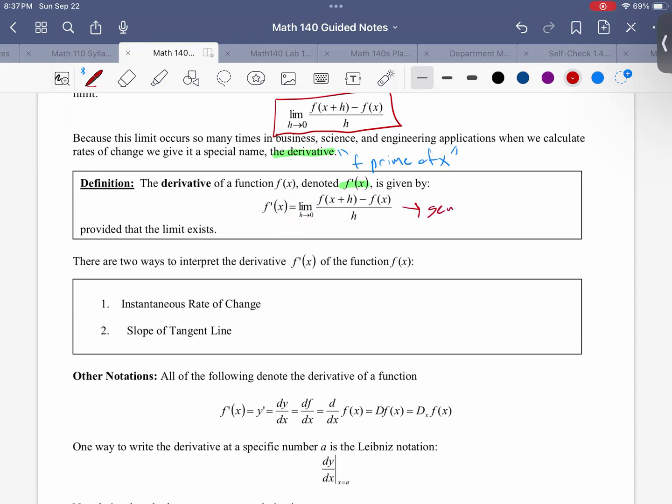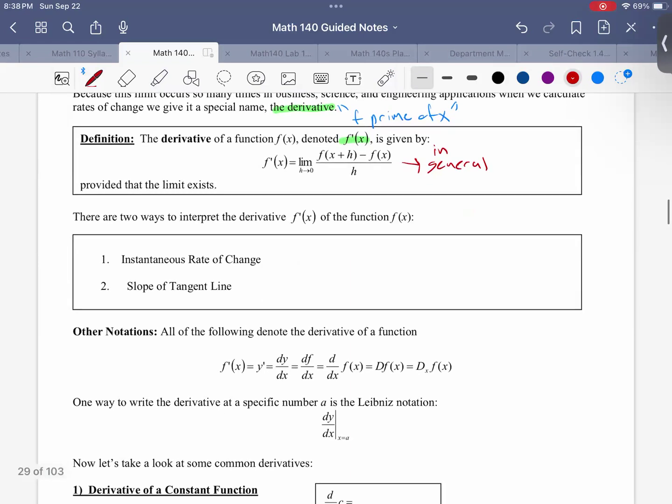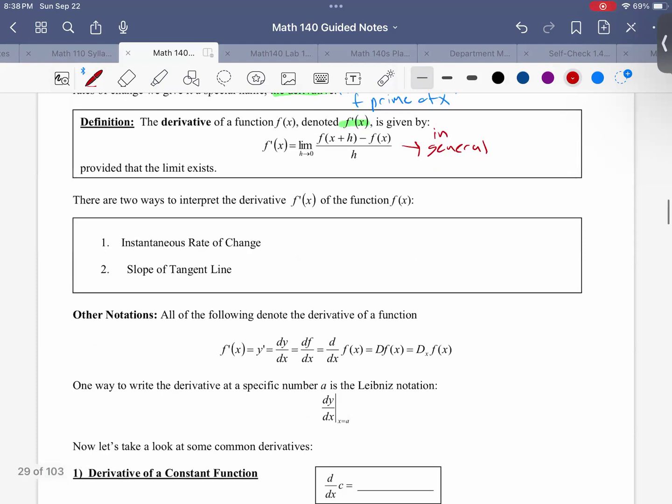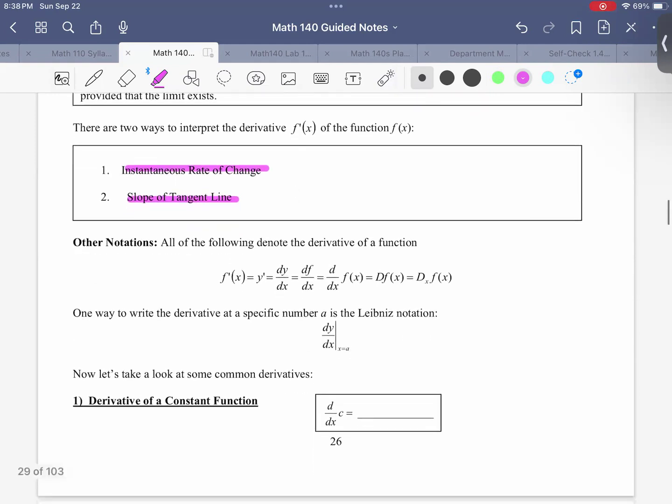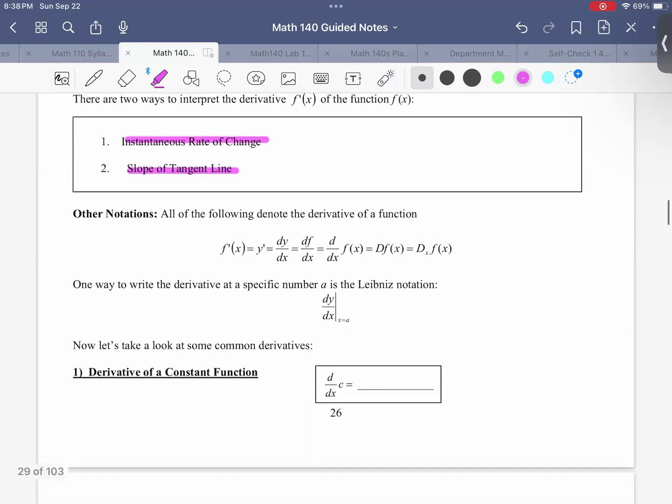But this is more like in general now, not at a specific point. This is more like in general of a function. There are two ways to interpret the derivative f prime of x, and that is, instantaneous rate of change or the slope of a tangent line, which are both things we covered last section, where we're just finding the slope of that tangent line, meaning the instantaneous rate of change. So that's the way the derivative is interpreted.